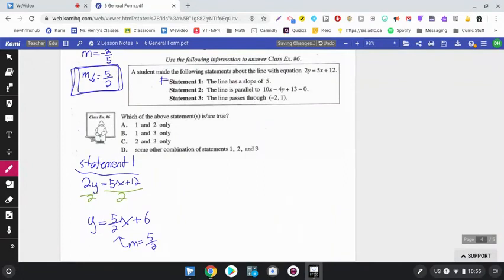So I'm going to go to my answers. I'm going to cross off A where it says 1 and 2 because I know 1 is not true. I'm going to cross off B where it says 1 and 3 because I know that 1 is not true. Okay? And now I only have C and D left. So let's try statement 2.